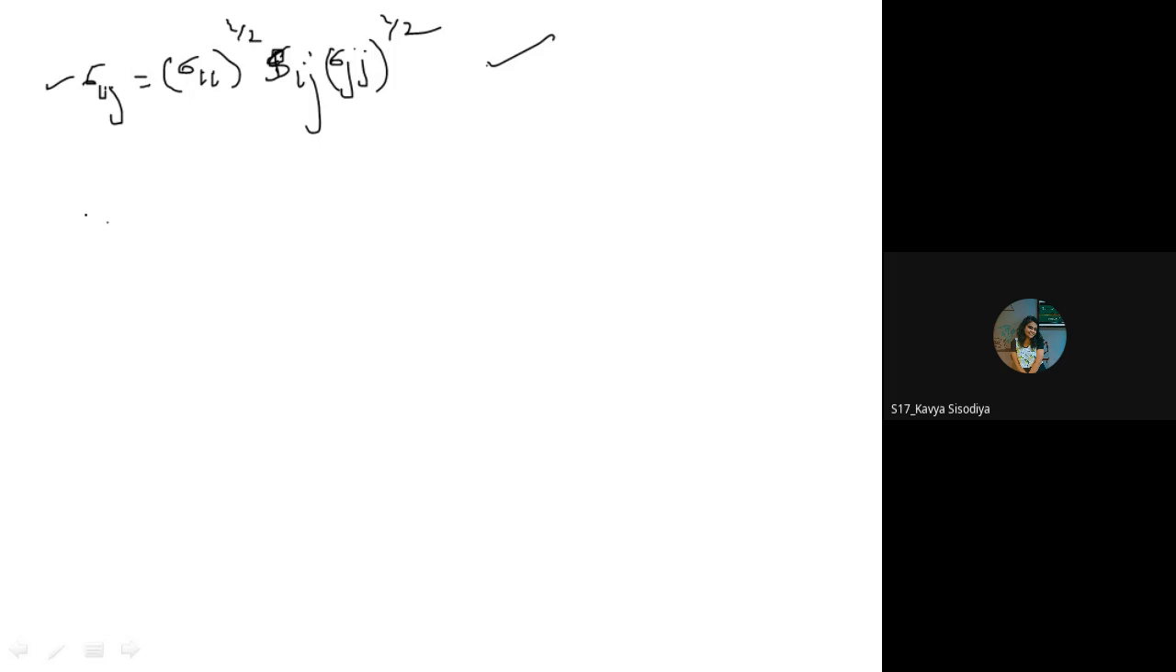How will you write? Sigma 11, sigma 12, up to sigma 1p, up to sigma p1, sigma p2, sigma pp. This will all go into the matrix. Okay, so what is the element?